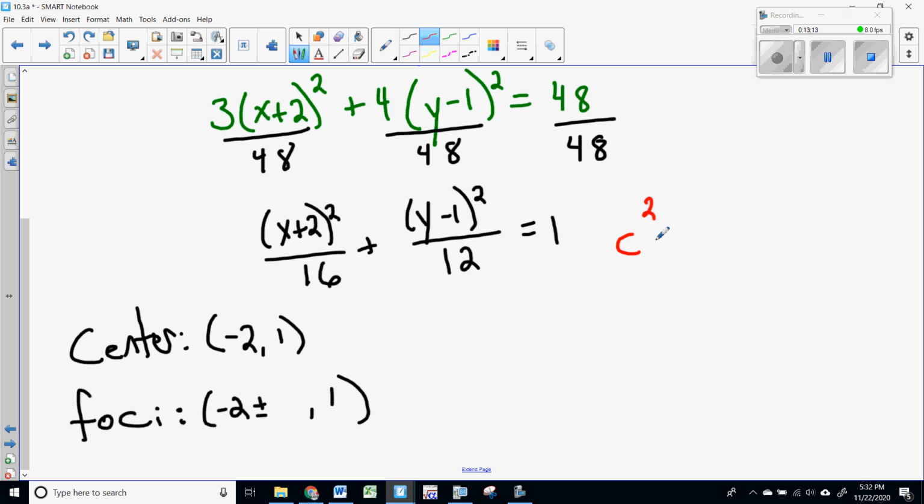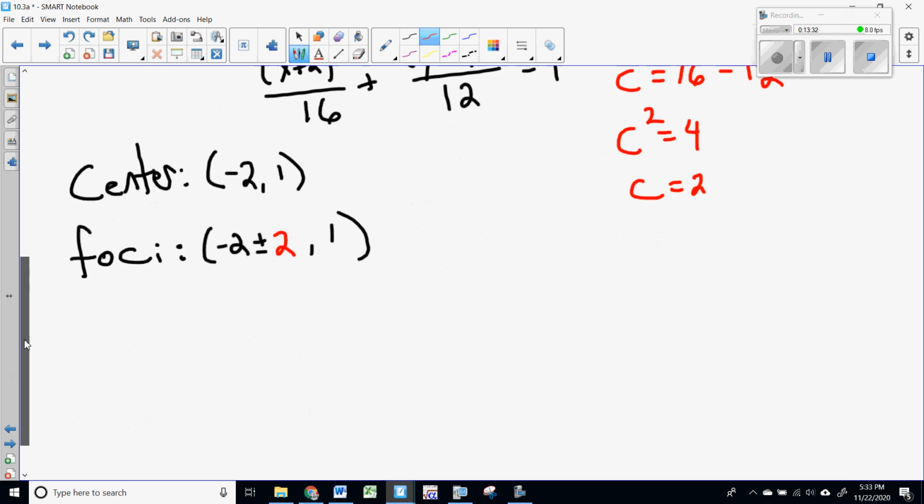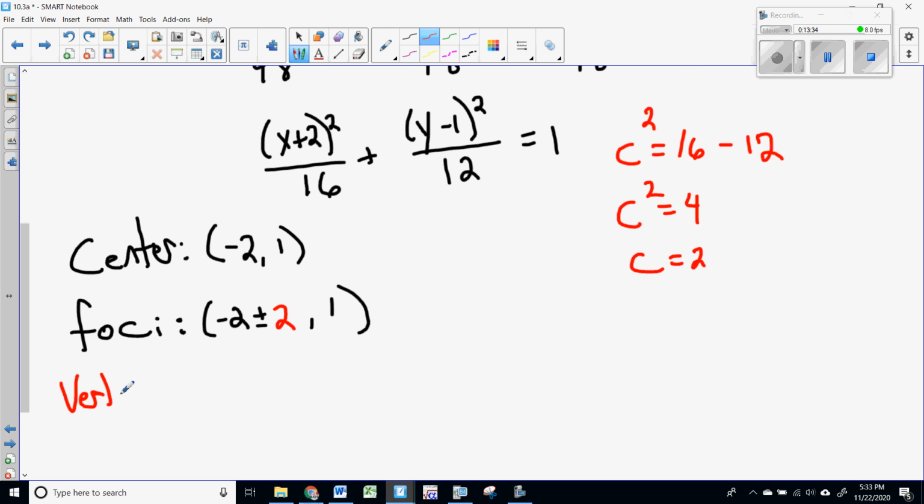So c² is equal to a² − b². So that tells me c² is 4, so C is 2. So I add and subtract 2. If we wanted to, it doesn't ask for it here, but just so we understand, if we wanted to find our vertices, we would do the same thing, but we would add and subtract A. And our A is 4, a² is 16. So I would add and subtract 4 right there.